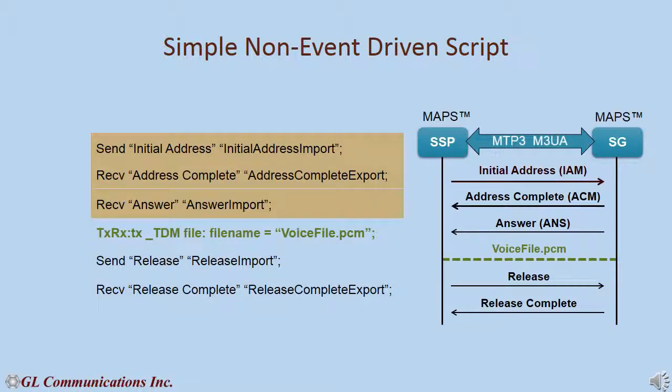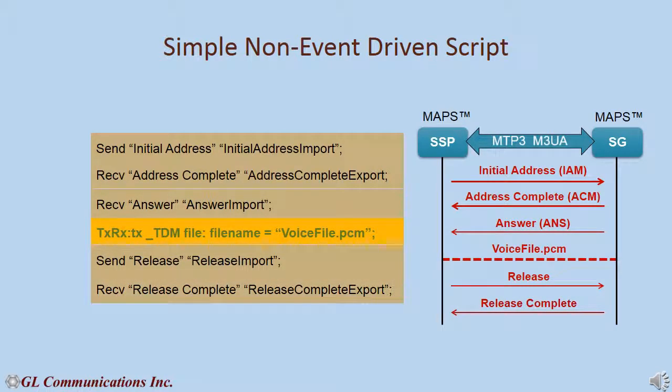First the MAPS on side 1 sends the IAM message. Then, the receive command instructs MAPS on side 2 to receive the incoming message. In response to IAM, the ACM and ANM messages are sent back, which are received by MAPS on side 1 using receive commands. With this, the call is established, and using traffic commands the user can send any traffic. Here, a voice file in a PCM format is transmitted. Again, to release a call, one can use the send command, and receive the release complete message from the other side using the receive command.